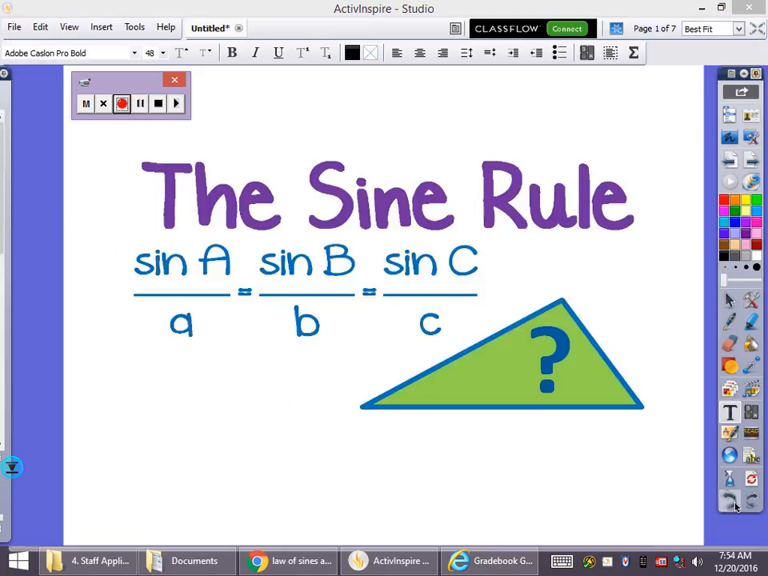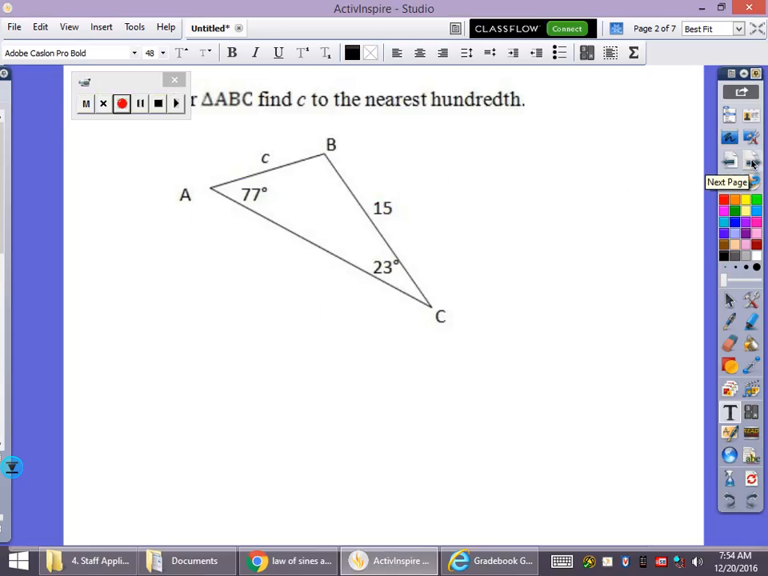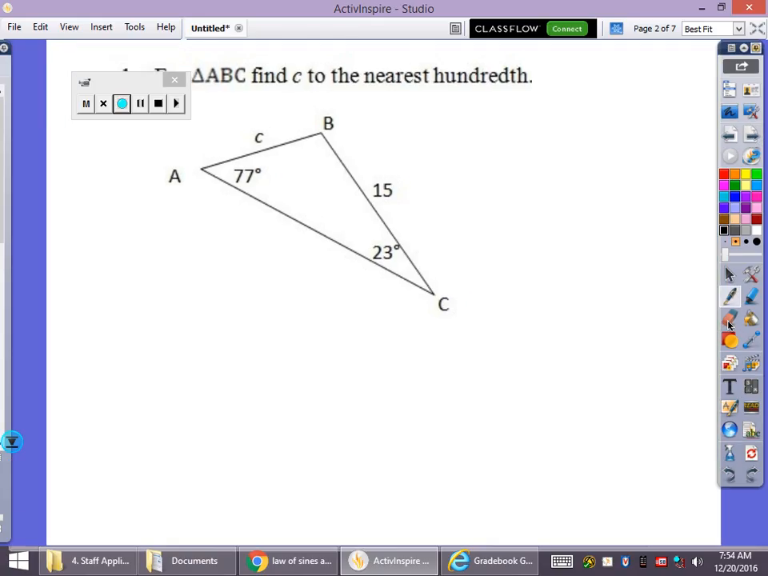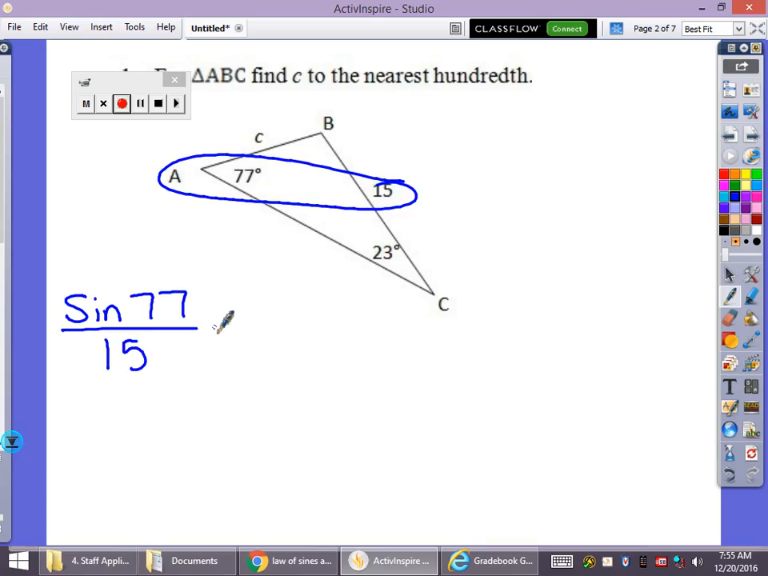Okay, in this video, we're going to go over the law of sines, including the basic case and the ambiguous case. So let's look at your warm-up, which was a basic case. We have two angles and a side, and luckily we have a partner already, so that makes our problem easy. We have an angle partner pair. So it's going to be the sine of 77 over 15 equals sine of 23 over C.